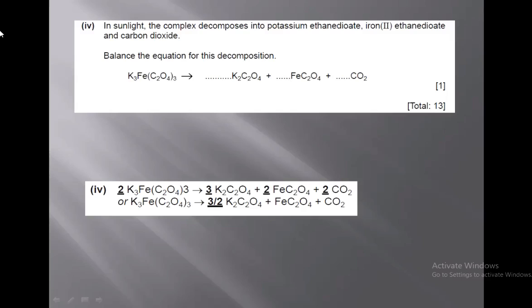Hopefully you are able to understand all of the concepts related to transition metal ion complexes here. Go through the notes also and take care.